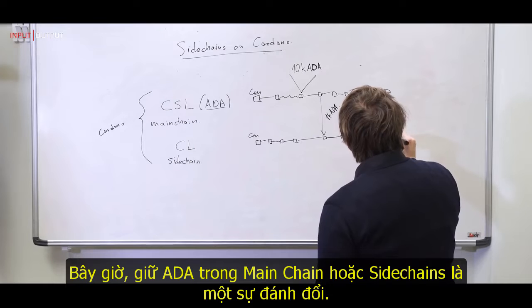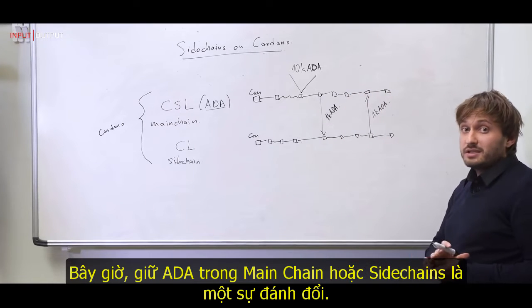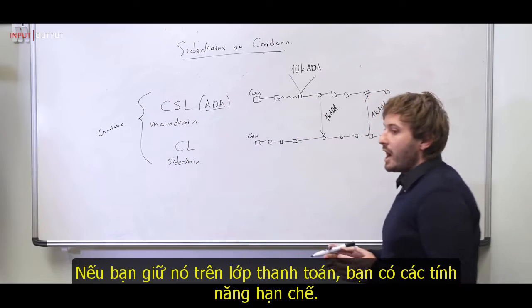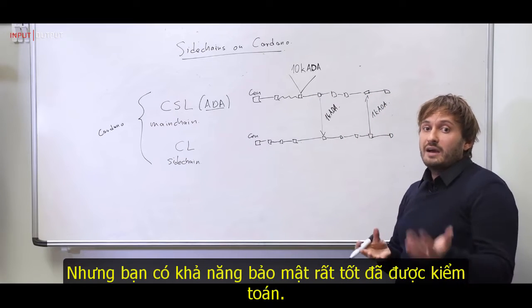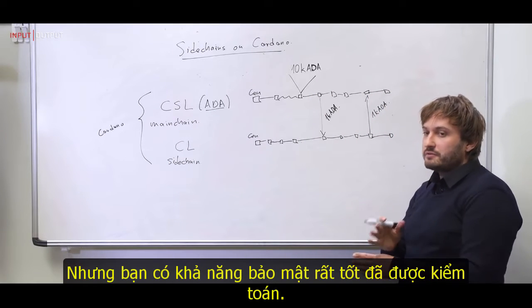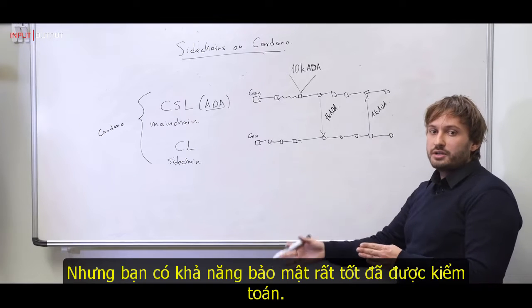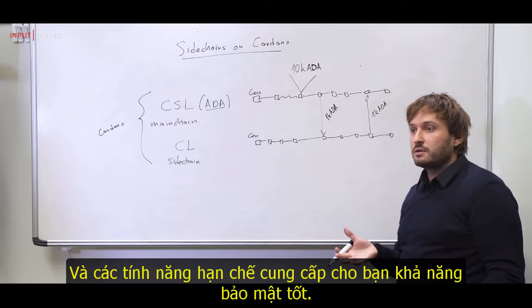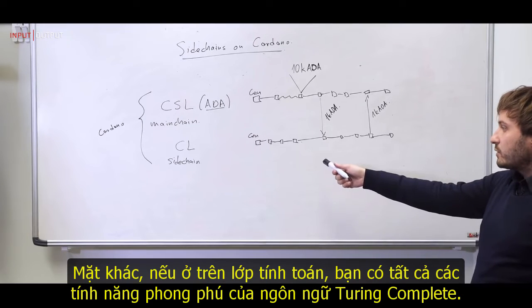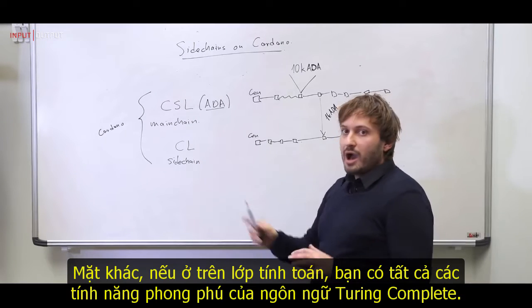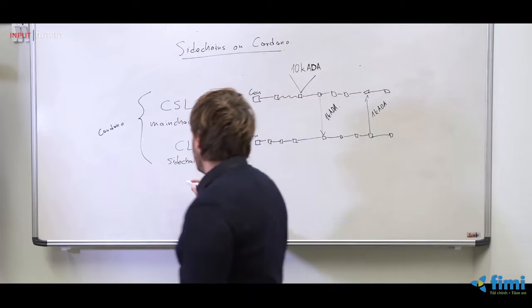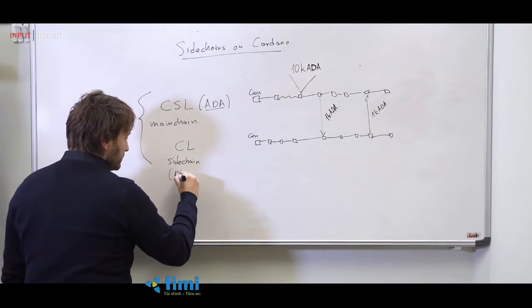Now, keeping ADA in the main chain or the sidechain is a trade-off. If you keep it on the settlement layer, you have limited features. You don't have Turing completeness, but you have very, very good security that has been audited, and the limited features give you this good security. On the other hand, if you're working with the computation layer, you have all the feature richness of a Turing complete language. For example, Bluetooth is one.